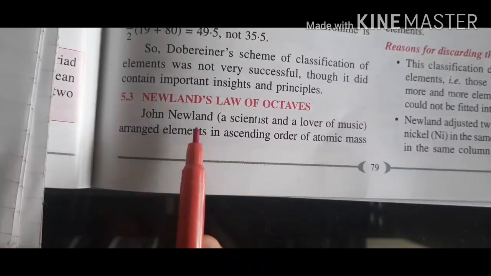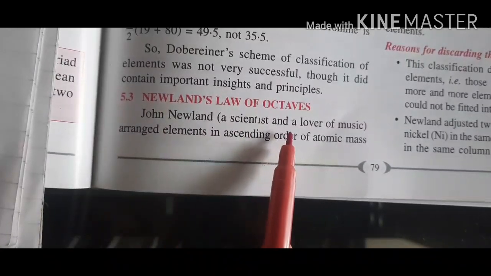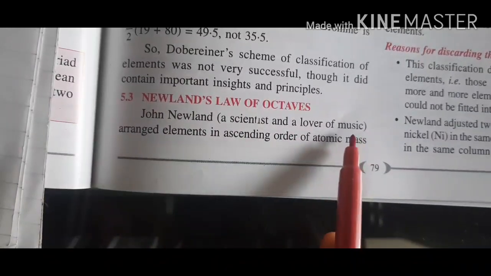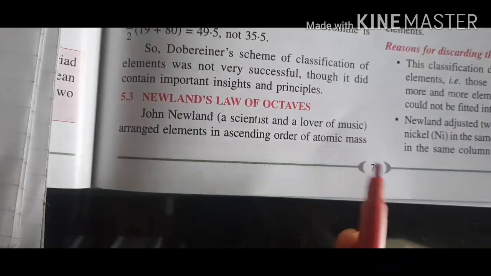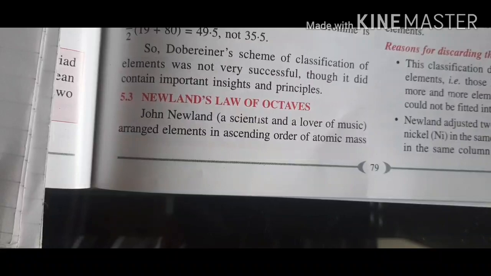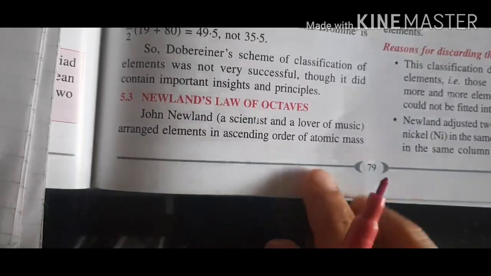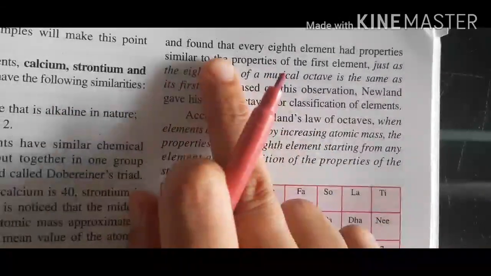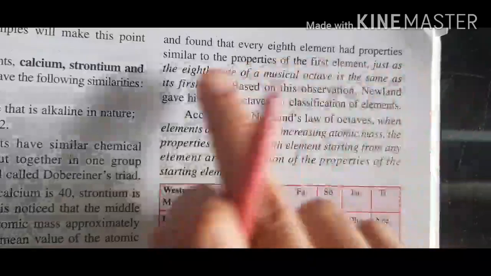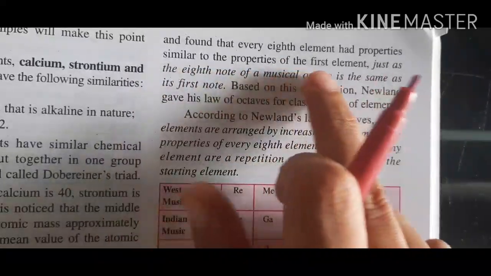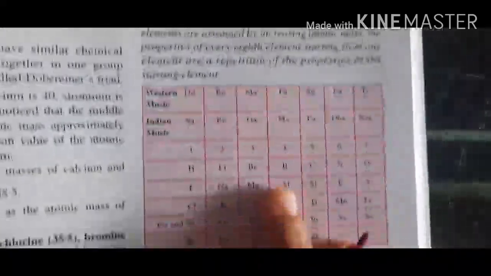So John Newlands, a scientist and a lover of music, arranged the elements in ascending order of atomic mass, which means atomic mass from smaller to bigger. And he found that every 8th element has properties similar to the properties of the first element. What is the meaning of that?